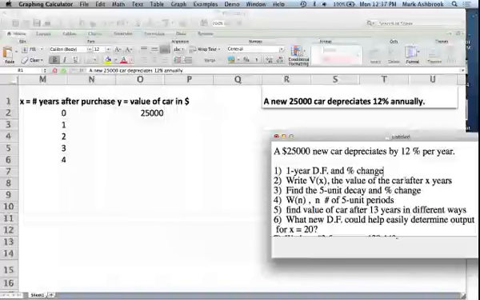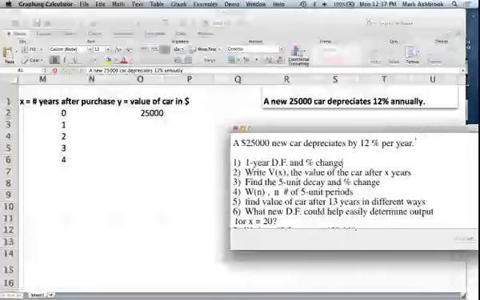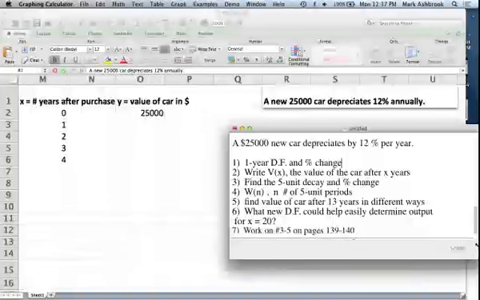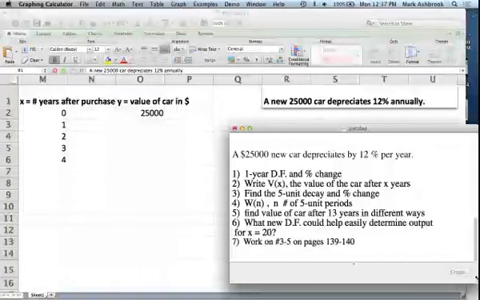Okay, so here's your task. The new car depreciates 12% per year. Answer these questions while I take roll. Okay?